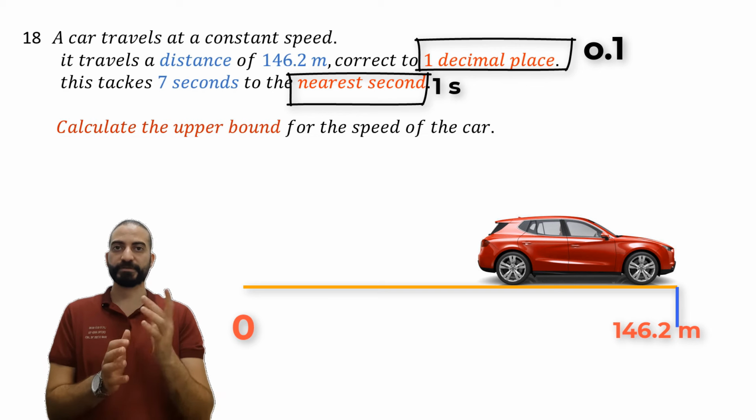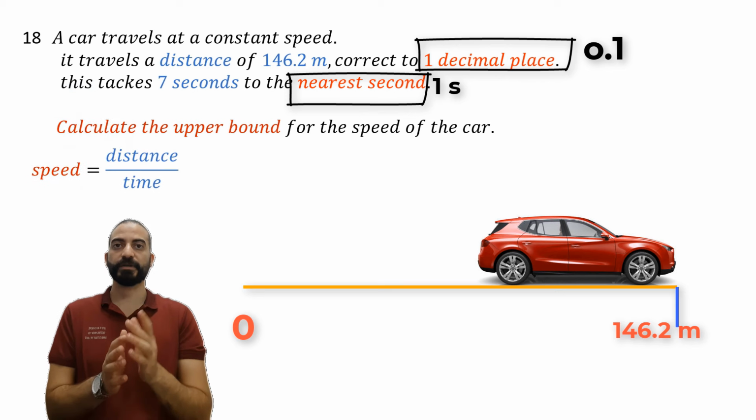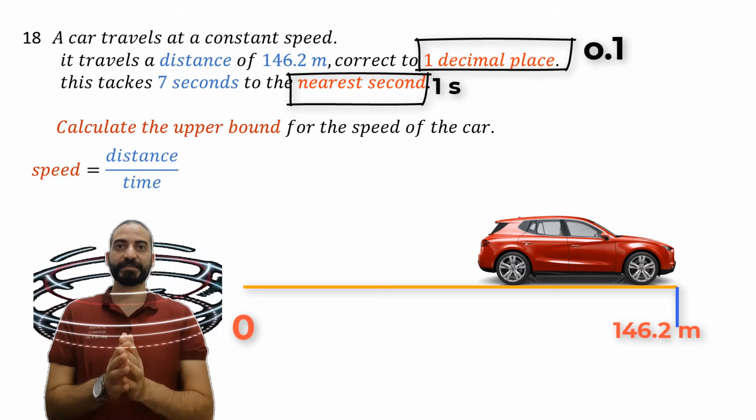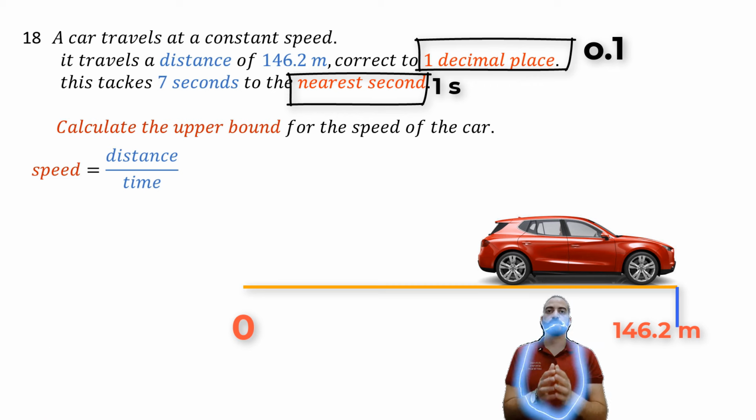As we know, the rule of speed is distance over time, but he wants us to find the upper bound for the speed. So the upper bound for the speed is the greatest possible speed. In order to obtain the upper bound for the speed, we must take the greatest possible distance and the least possible time. He tells us in the question that the distance of 146.2 meters is correct to one decimal place.